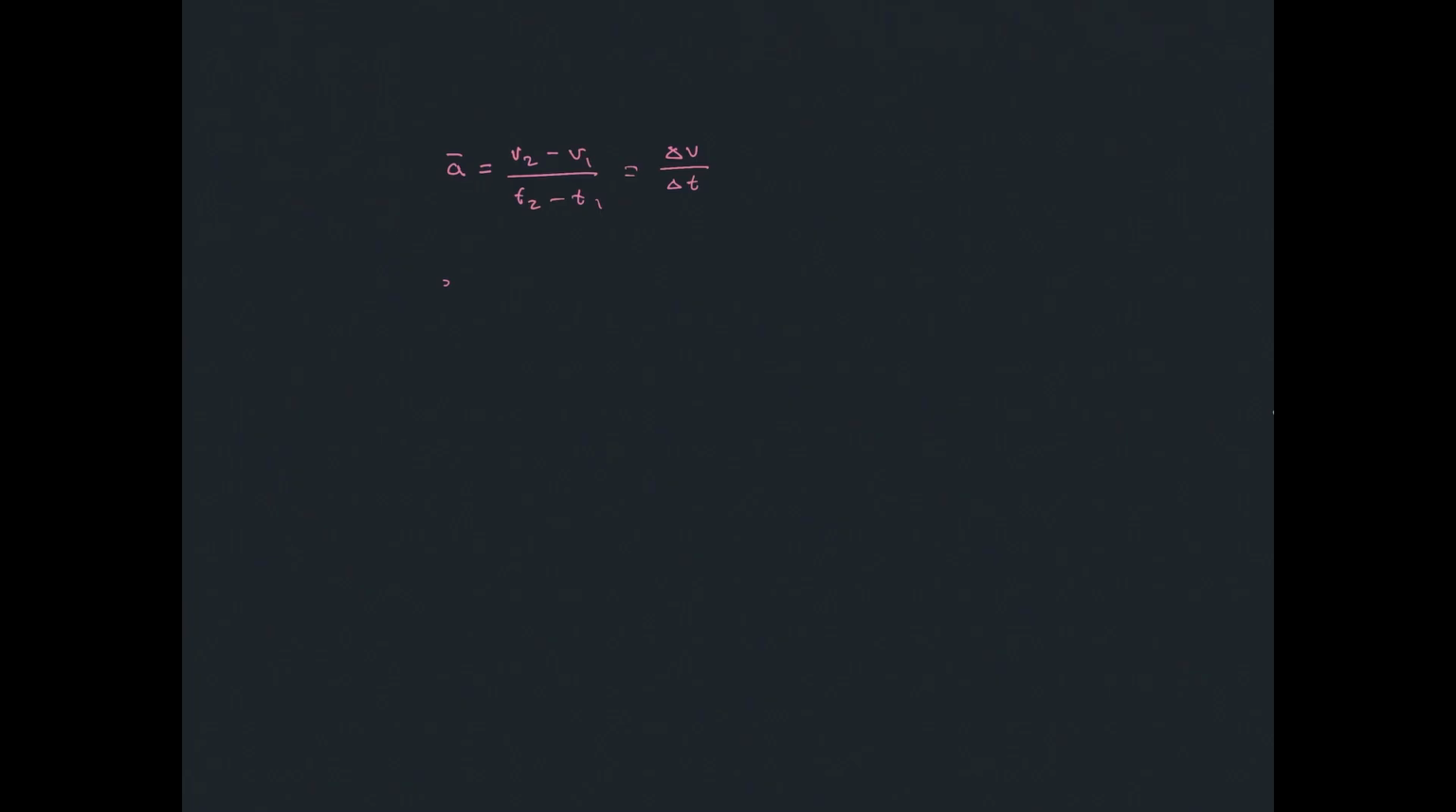And in a similar vein, instantaneous acceleration, which is also a vector, just like instantaneous velocity, is the limit as the time interval approaches 0 of the final velocity minus the initial velocity over the time elapsed. In other words, it's the limit of the average acceleration as the time interval approaches 0.